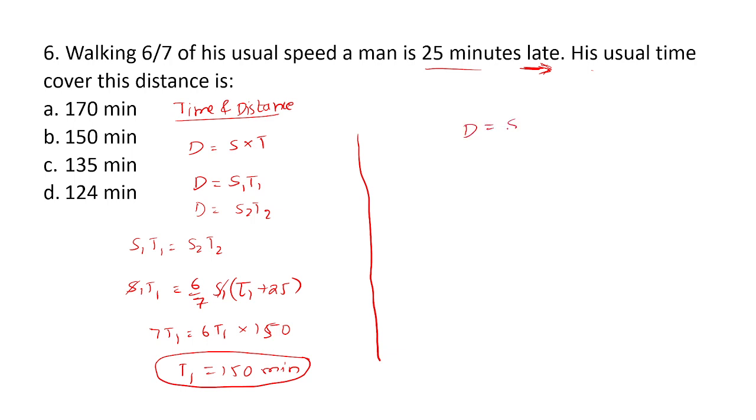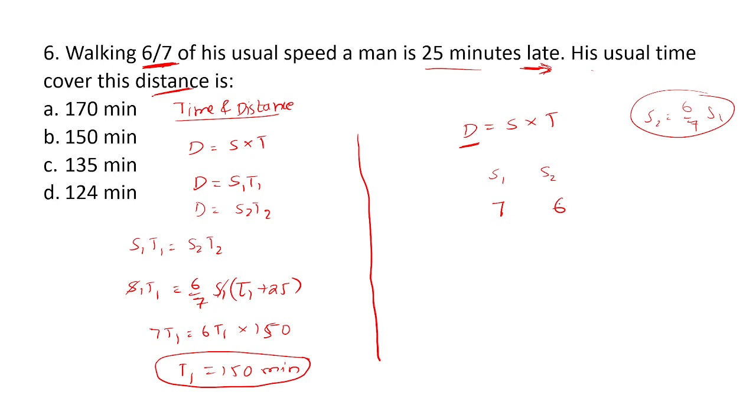So let's say distance equals speed into time. Here distance is constant. He's traveling the same distance. It is given that he's traveling with the later case speed of 6 by 7 of usual speed. Fine, guys. Let's do it this way. S1, S2. Here the ratio is 6 by 7. Let us consider his initial speed as 7, whereas he's traveling with 6 by 7 of his usual speed. So 7 became 6.